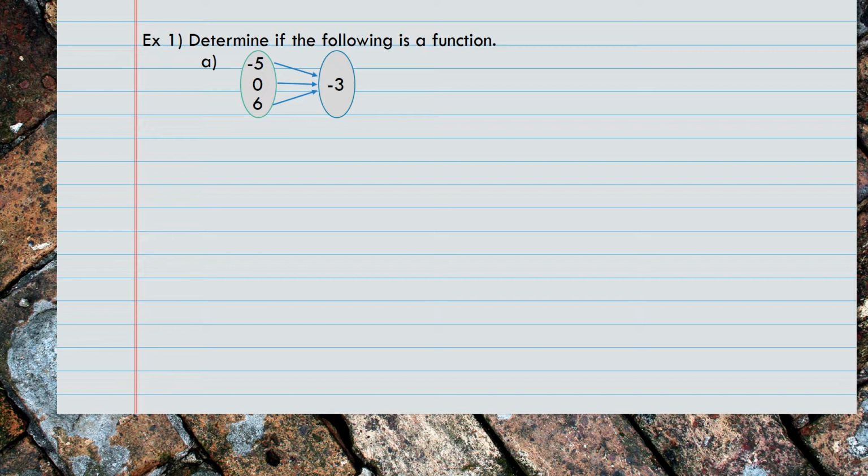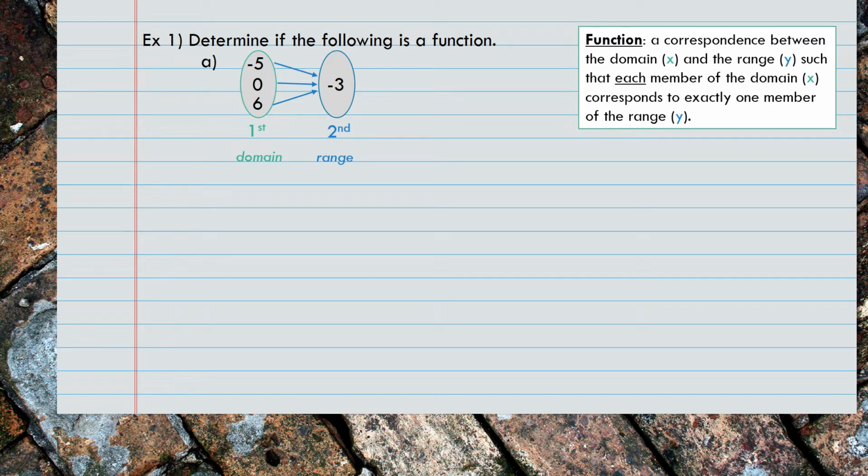Now the first bubble, as we're reading from left to right, because it's the first one we see, we consider that the first set. And since it's the first set, we can also refer to that as our domain. Now, the second bubble that we see could be considered our second set, which is also considered our range. Now, again, the question asked, determine if the following is a function. So as a reminder, a function is a correspondence between the domain and the range such that each member of the domain corresponds to exactly one member of the range.